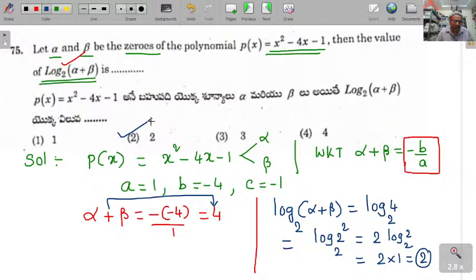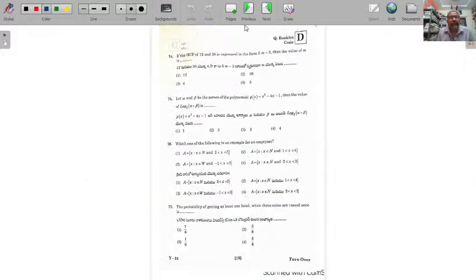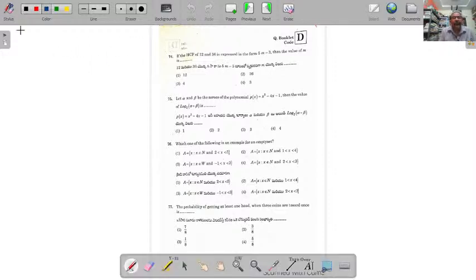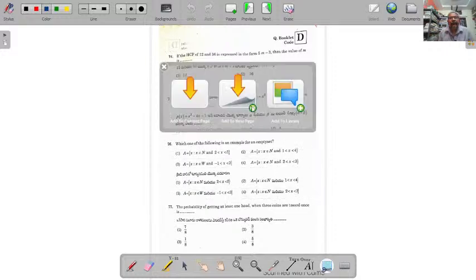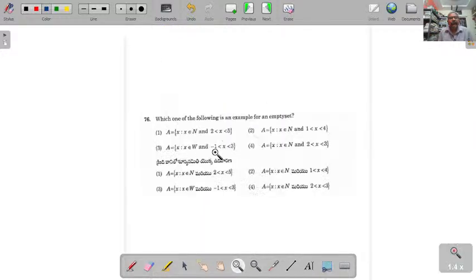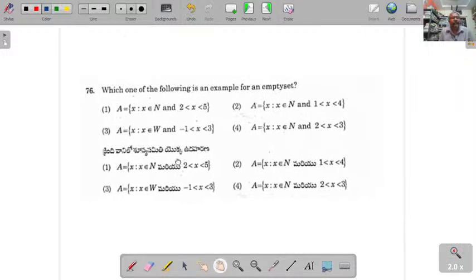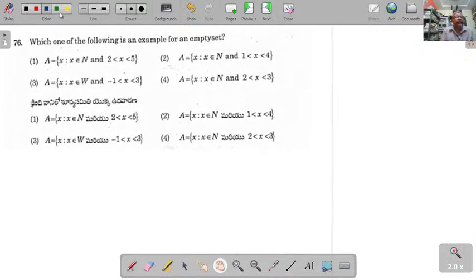So actually this problem comes under connection type problems, right? 76th problem. So wait for a while. First let me read the question carefully. Which one of the following is an example for an empty set?